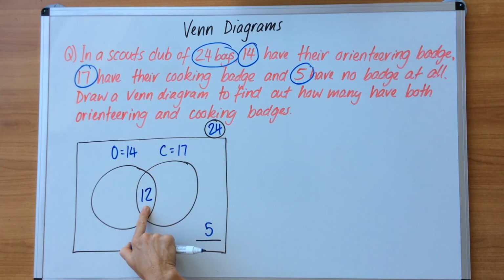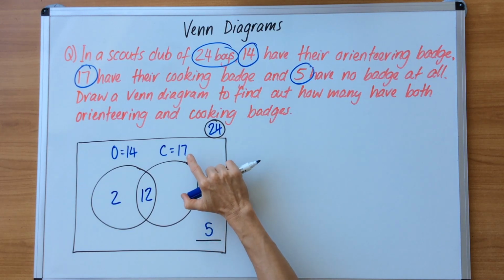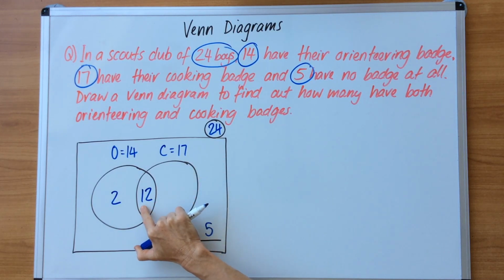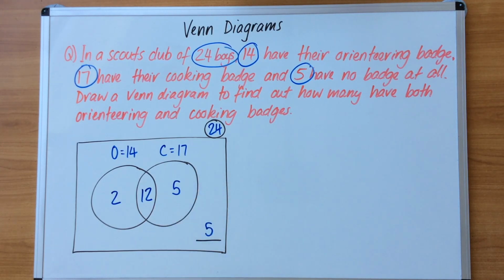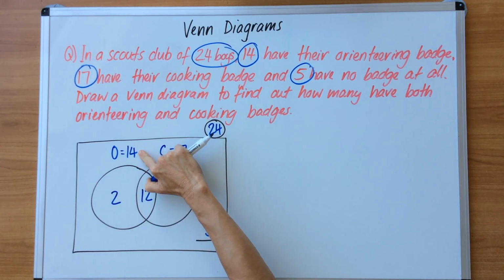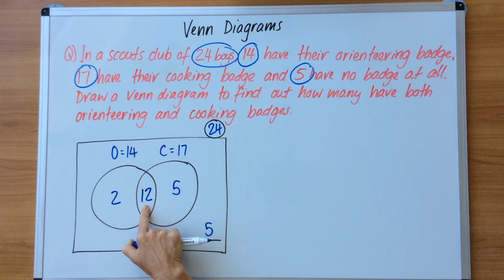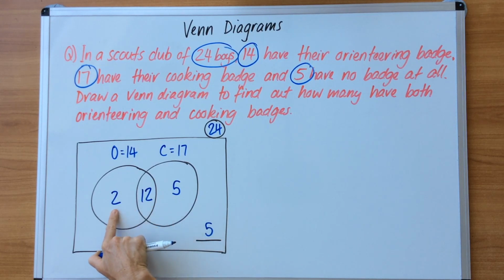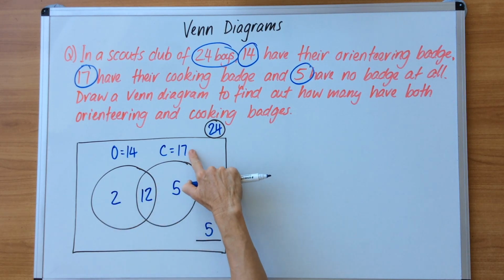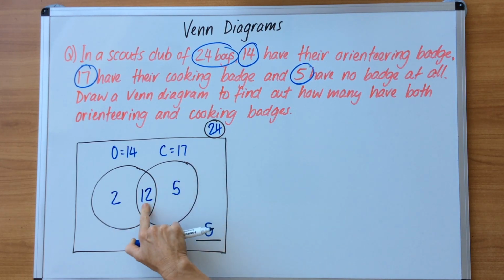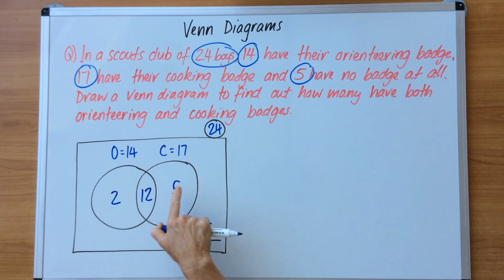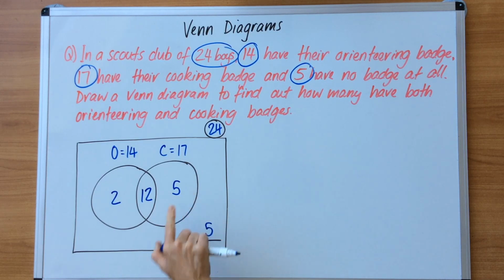14 minus 12 equals 2, and I do the same process for the cooking badge. I go 17 minus 12 equals 5. So if you have the whole lot of boys that have orienteering badges at 14, and if you take away the both badges, you will get this as the only orienteering badges. The same thing goes for cooking badges. The total number of boys that have cooking badges minus the boys that have both badges, and you will get 5 left over, and that's the only have cooking badges.